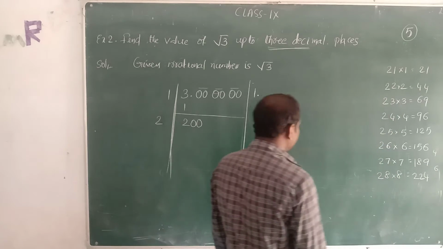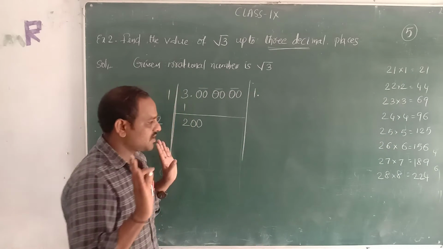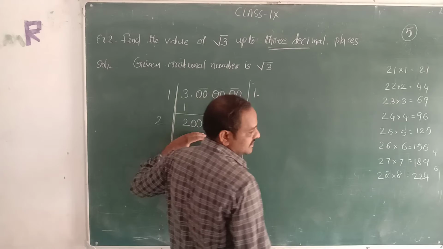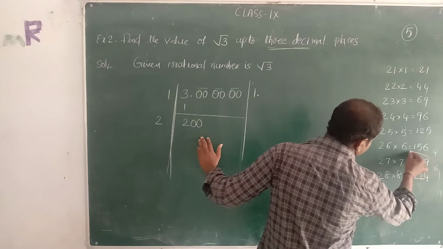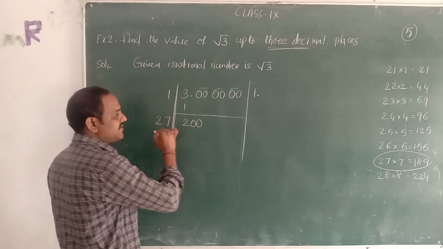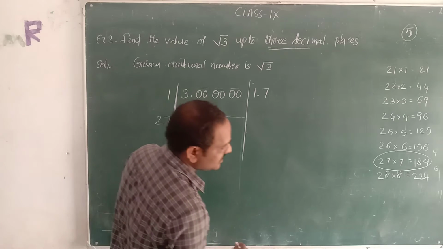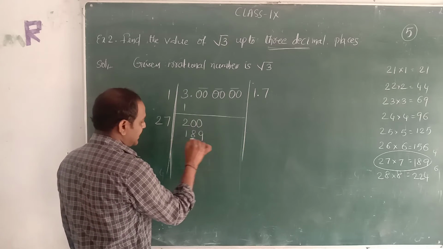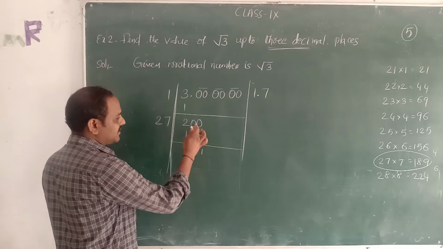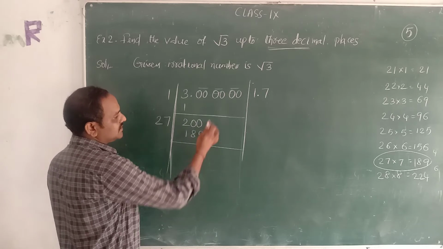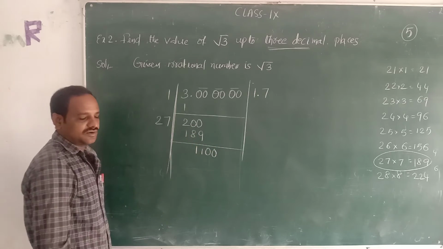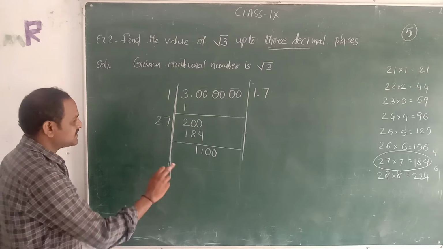So 224. And next, we stop here, because why? Here it is 200. So which is closest to and less than 200? 189. That means how many times is possible? 27, 7 times. How much did we get? 189. Now by doing subtraction, 10 minus 9 is 1, 9 minus 8 is 1. Now we have to take the remaining 2 zeros. Here 1 minus 1 is 0. So we got 1100. Now again the same process.